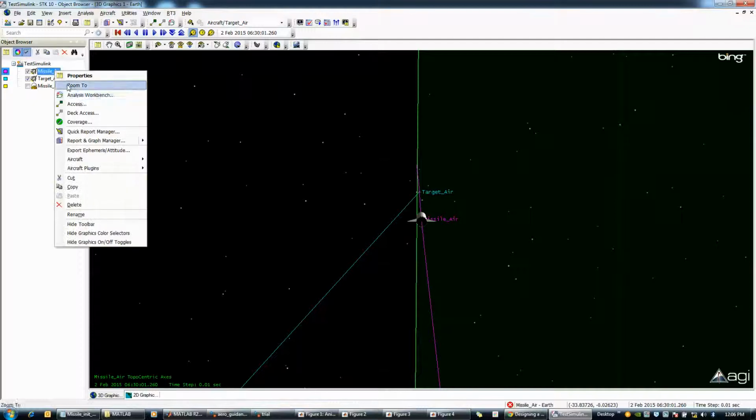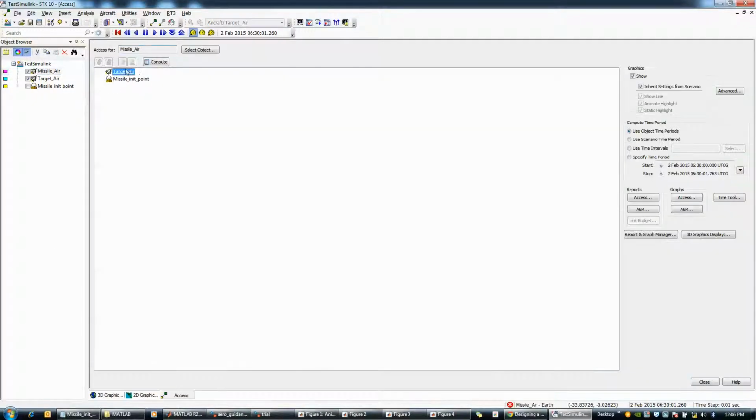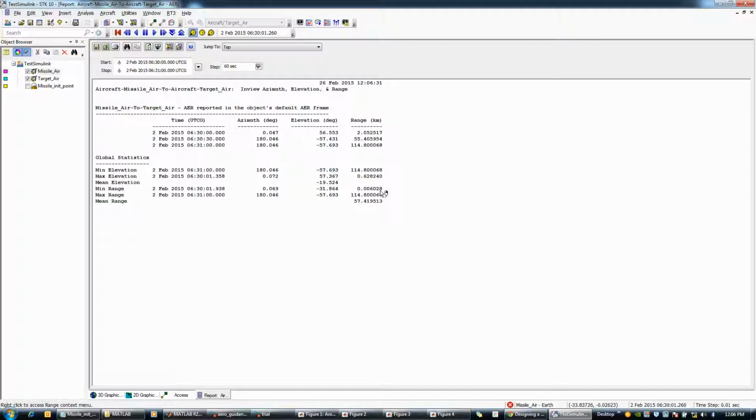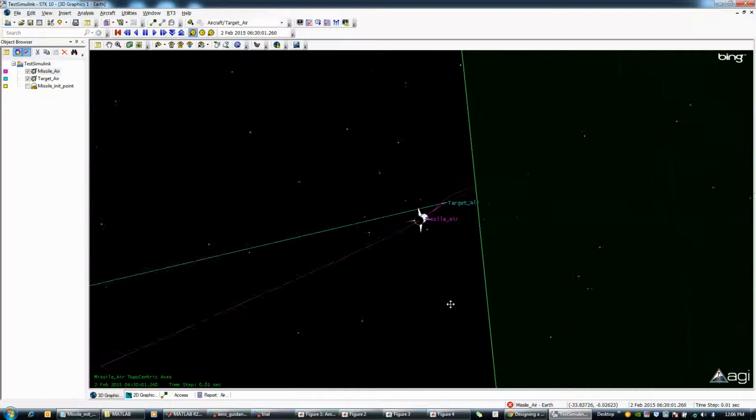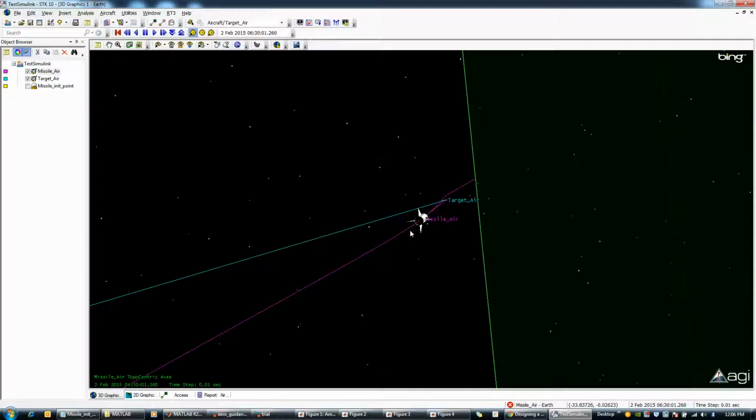You can see if I do an axis computation from missile to the target, I can find out what was the minimum range. It reached 6 meters to the target, and the maximum range was 114 kilometers, and it reached really close by changing its direction, and you can see the slight changes the missile has made.